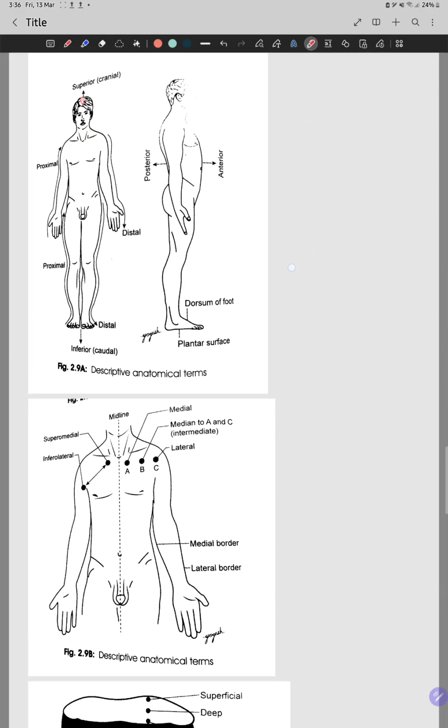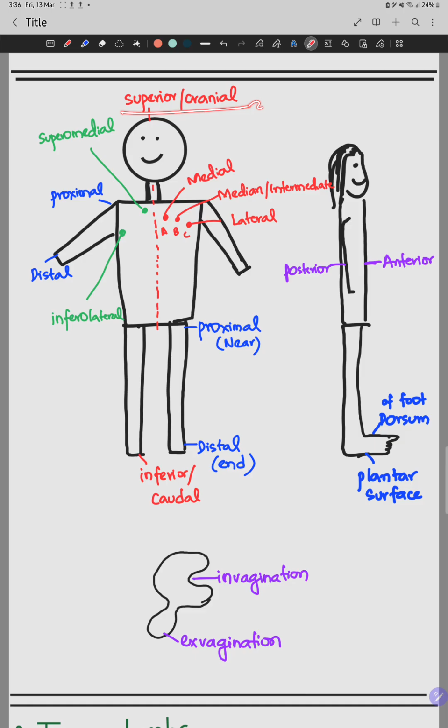This is the superior. Superior, I have said there is the brain, so it is cranial, and inferior is caudal, as I have said the coccyx is present here. It's not because of the coccyx bone, it's just my technique that I'm saying here. Okay, C for coccyx, C for caudal. Distal, D for distal, D for end one. And coming to proximal is the near one.